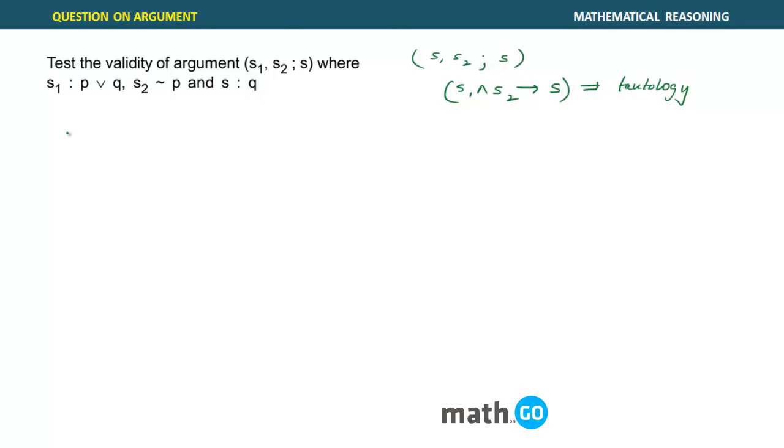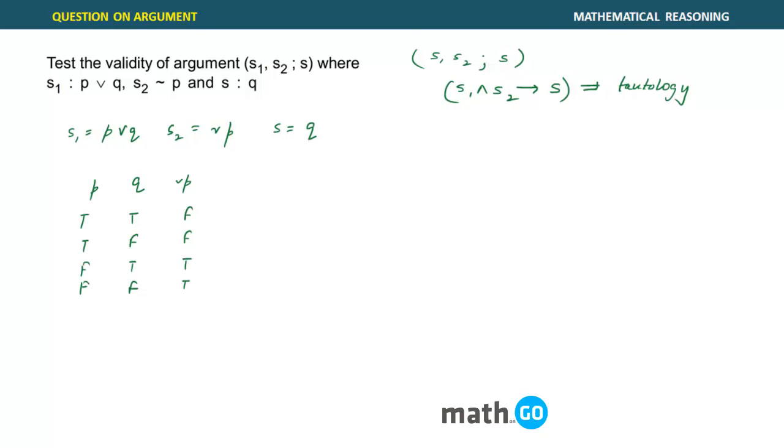So you have S1 given to be P or Q. You have S2 given to be negation P, and S is given to be Q. So again there are only two statements P and Q. Just let us draw quickly the truth table. Now you want S1, let's say S2. So this is S2, negation P, which is F T T. So we have already got the S2.